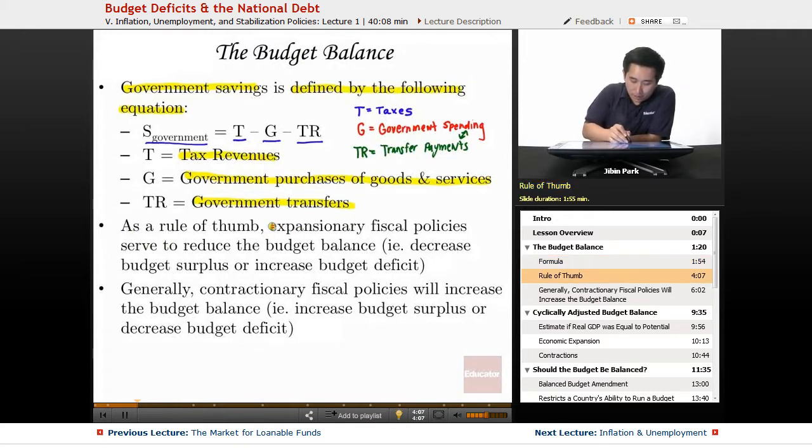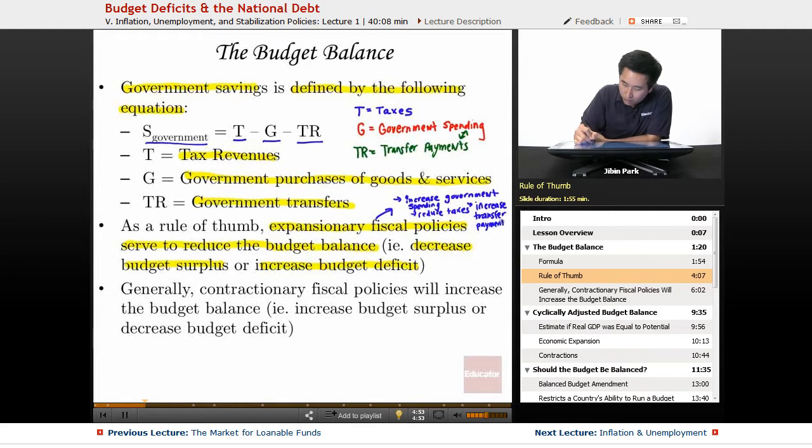As a rule of thumb, expansionary fiscal policies serve to reduce the budget balance. For example, it's either going to decrease the budget surplus or increase the budget deficit. As a reminder, what is expansionary fiscal policy? Expansionary fiscal policy is going to be either increase government spending, or reduce taxes, or the third one, increase transfer payments.